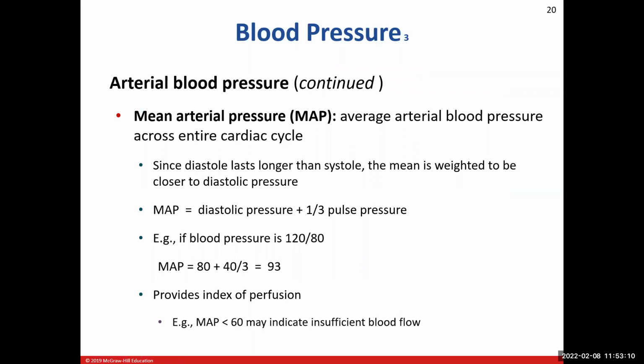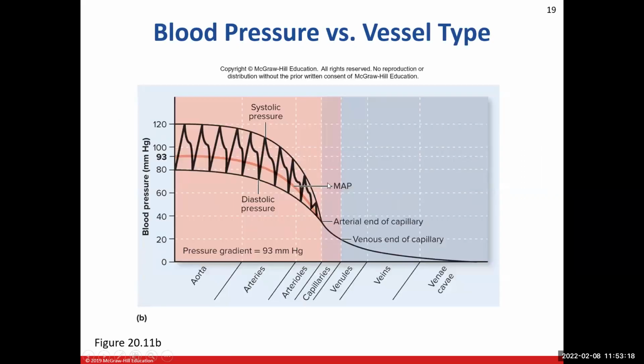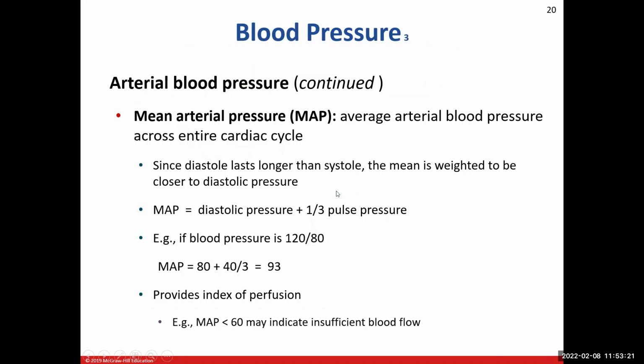So let's talk about what's going on in the arteries when it comes to blood pressure. There's this term here, and you saw it on the slide before, called MAP. That stands for mean arterial pressure. If you're familiar with math, the mean is the average. So what we're seeing here is the average arterial blood pressure during the cardiac cycle, which is the lub-dub. So when the heart contracts and relaxes, what is our average arterial blood pressure? A couple factors to keep in mind.